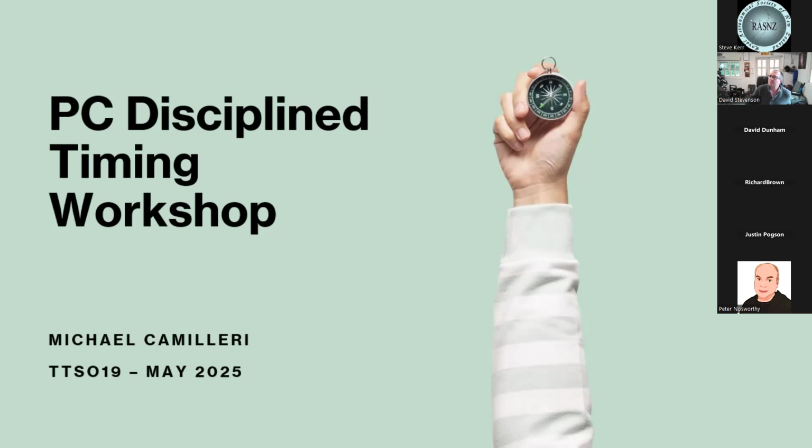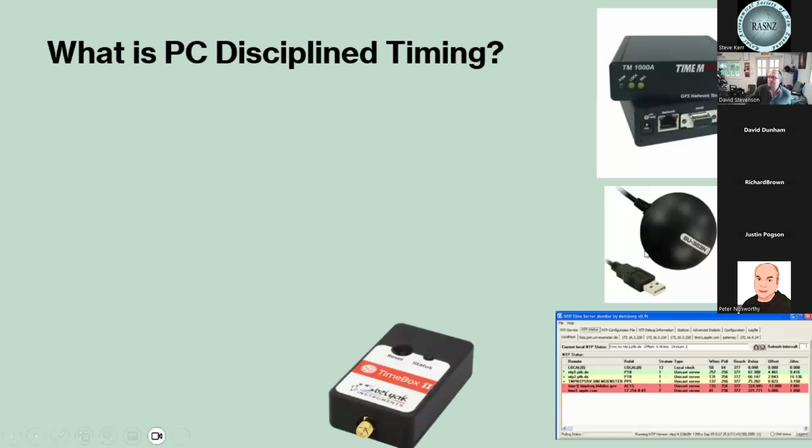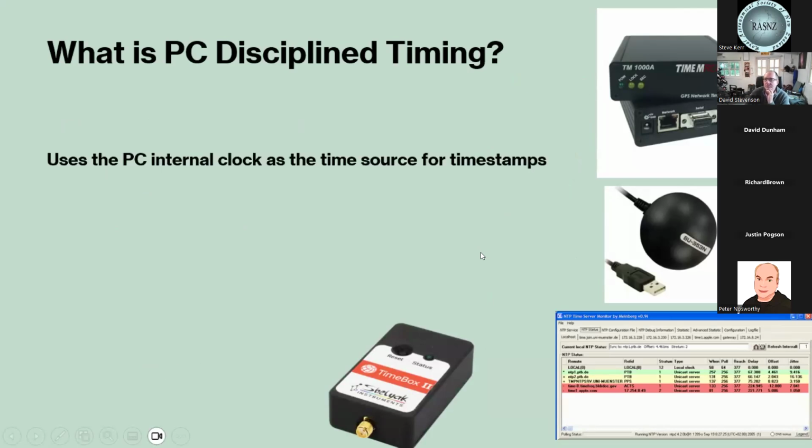So PC discipline timing is actually quite a big topic. So first of all, just try to explain what it is. For PC discipline timing, you're actually using the internal clock of the PC as the time source for the timestamps.